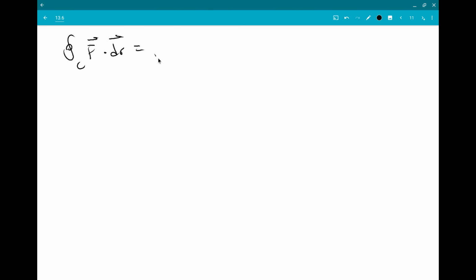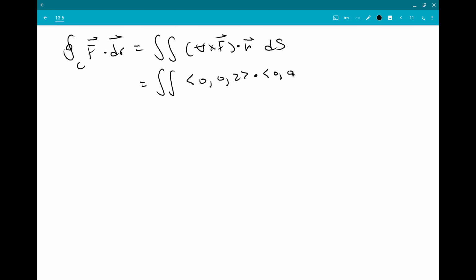So my integral over C of F dot dr is a double integral of del cross F dotted with n integrated over the surface's area. So I'm looking at a double integral of 0, 0, 2 dotted with 0, 0, 1 integrated over the surface's area. That's an integral of 2. That's 0 plus 0 plus 2 over the surface's area.